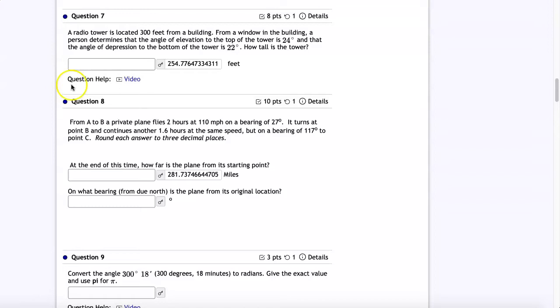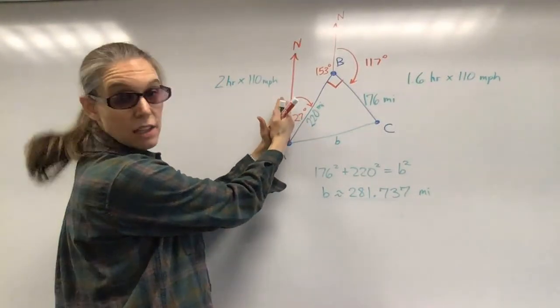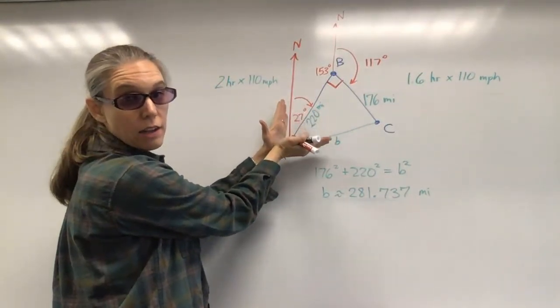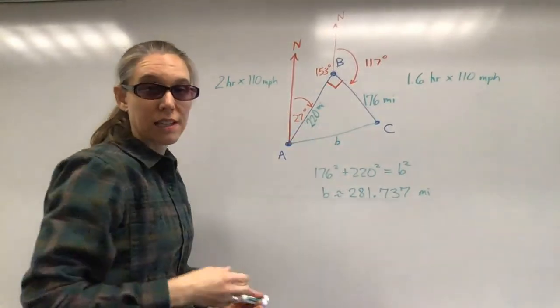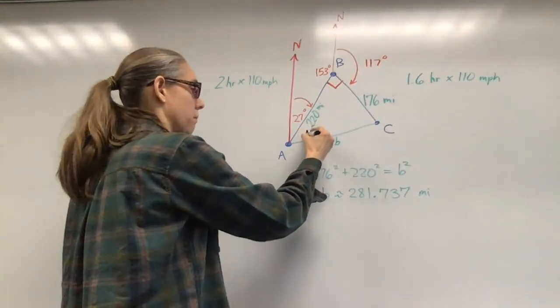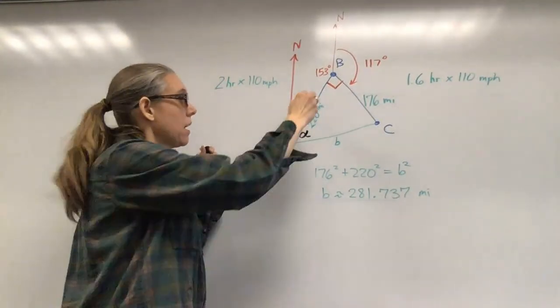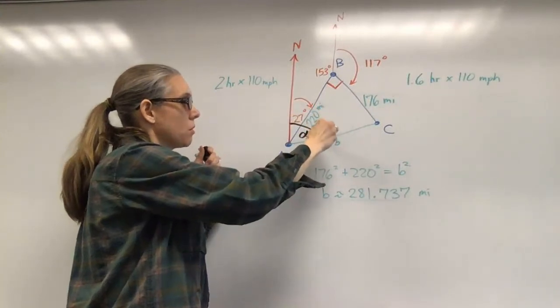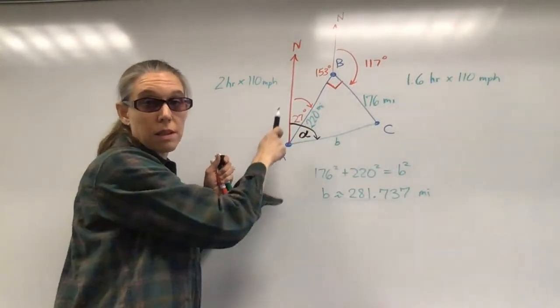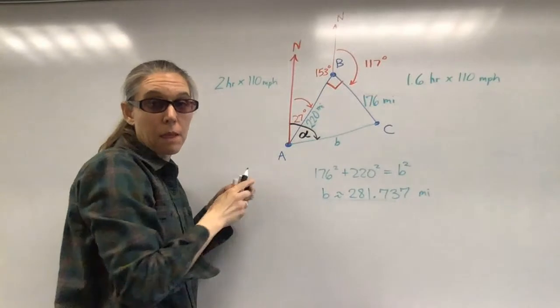Right, now let's look at the next part of the question. The next part of the question is, on what bearing from due north is the plane from its original location? So what we want to do is determine the angle that starts at due north here and then goes all the way to the side B. In order to get that, we have a missing angle right here, which I am going to call alpha. Once I find alpha, I can add 27 degrees to alpha, and then this entire angle from due north to the green line here will be the bearing of point C from point A.